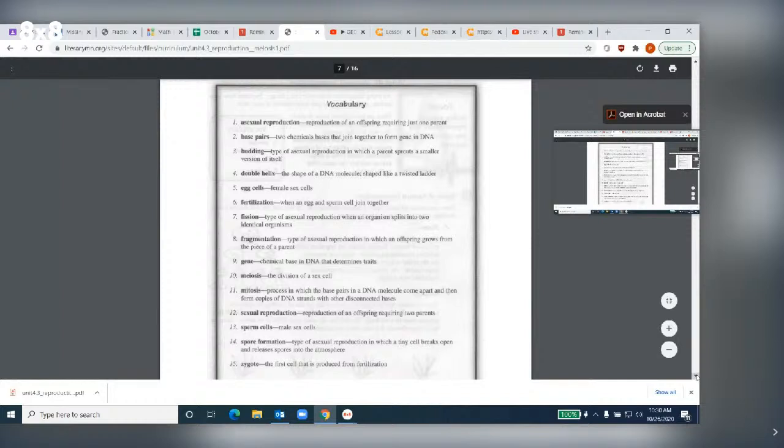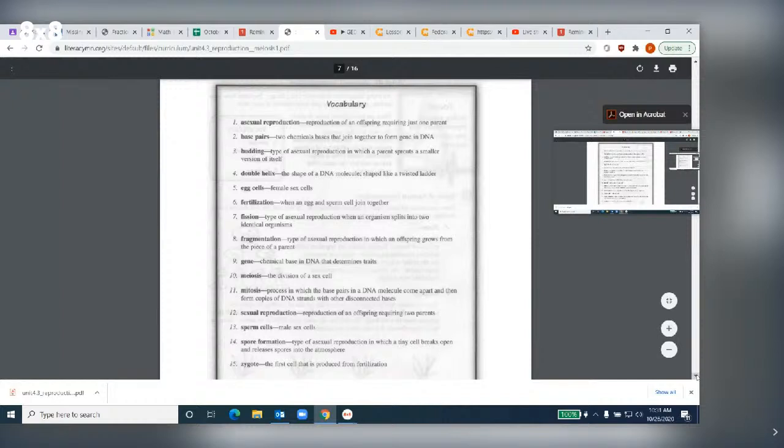Egg cells are the female sex cells. Fertilization, when egg and sperm cell join together. Fission, it's a type of sexual reproduction when an organism splits into two identical organisms. Fragmentation, that's a type of sexual reproduction in which an offspring grows from a piece of the parent. We have gene, that's a chemical base in DNA that determines traits. Meiosis is the division of sex cells.